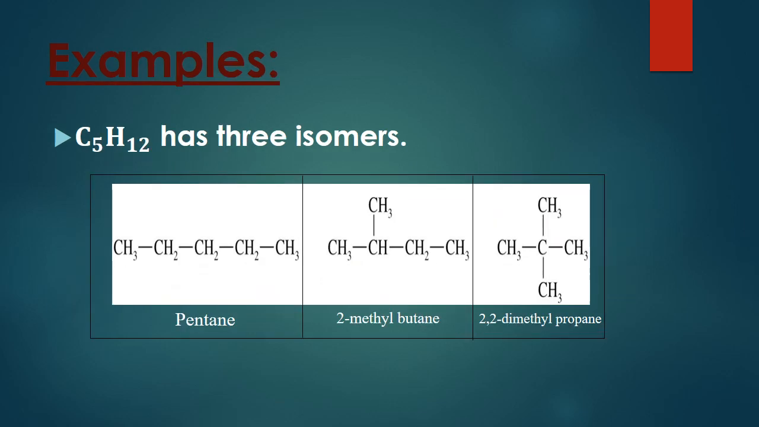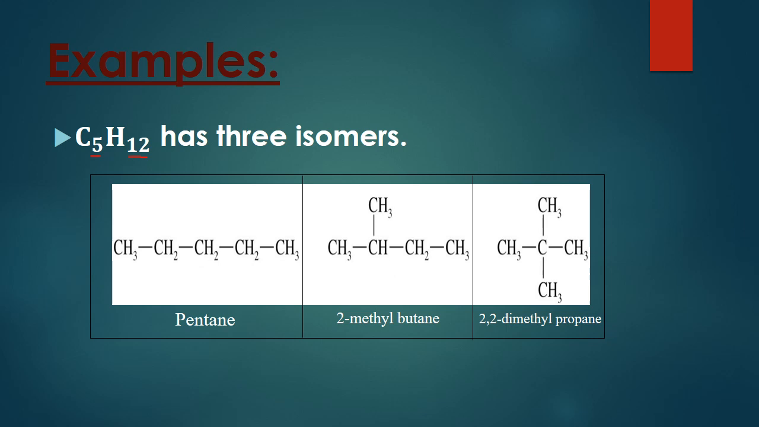Another example about isomers is C5H12. In this molecule we have 5 carbon atoms and 12 hydrogen atoms. The first structure is represented as a straight chain alkane. Its name is pentane since it's made up of 5 carbon atoms.